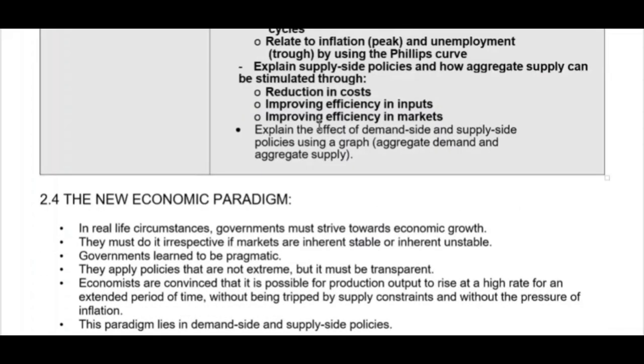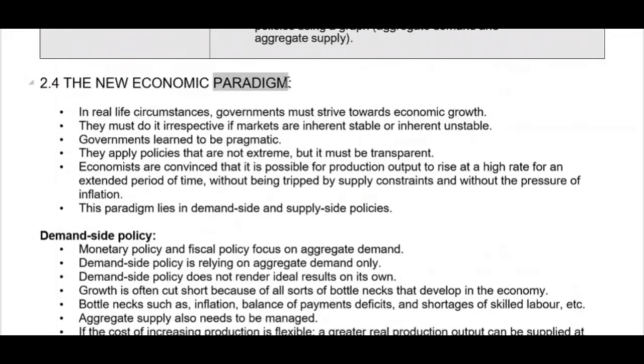So at the same price level, due to these two curves jumping, we now have an output of Q1. So we are producing more at the same level. So the economy can grow without inflation taking place. So we want the economic paradigm. The coin has two sides. There's a demand and a supply side, and we must focus on both of them.